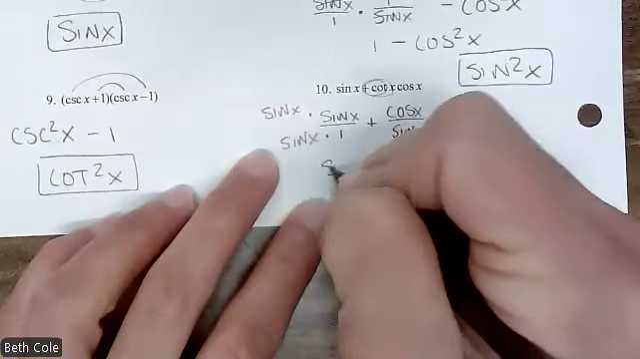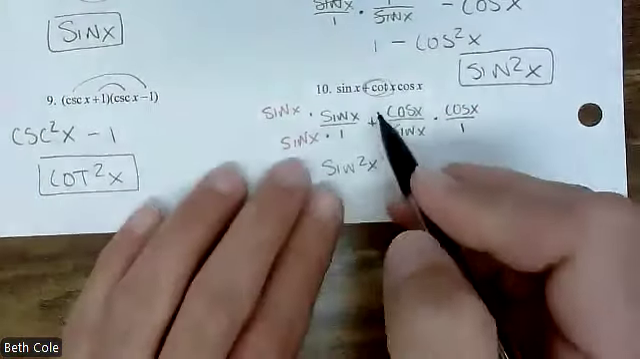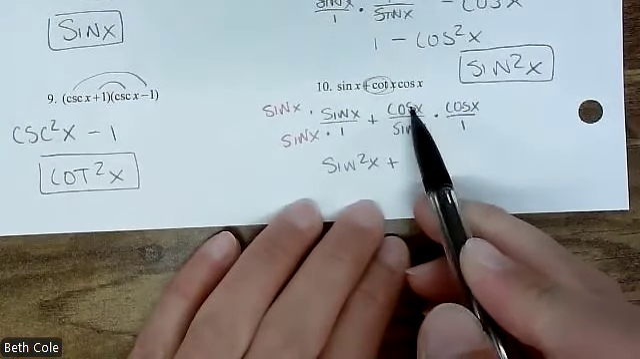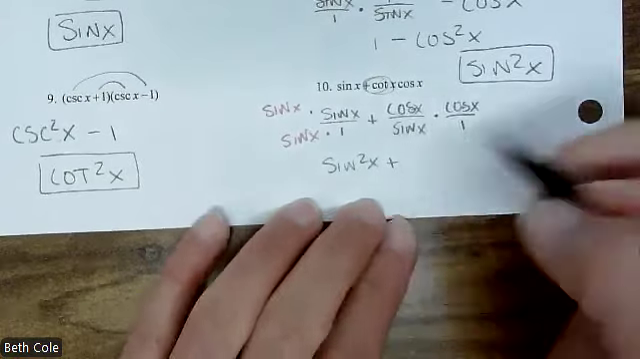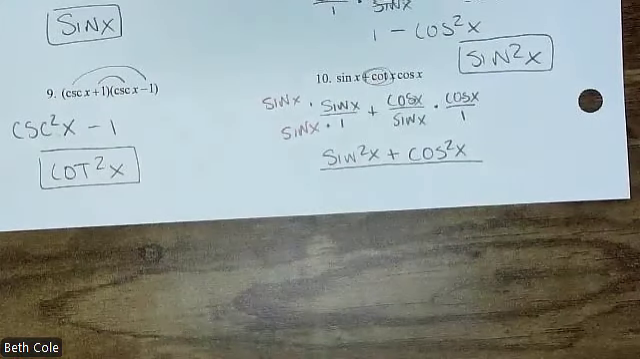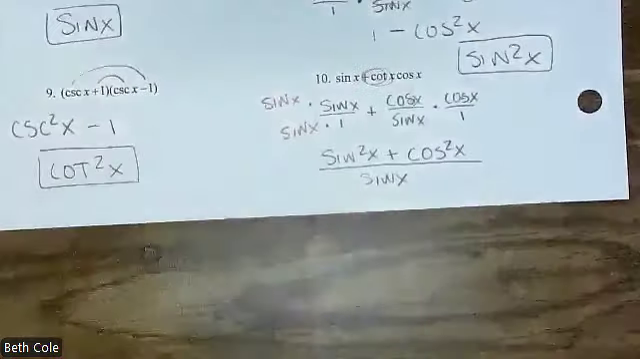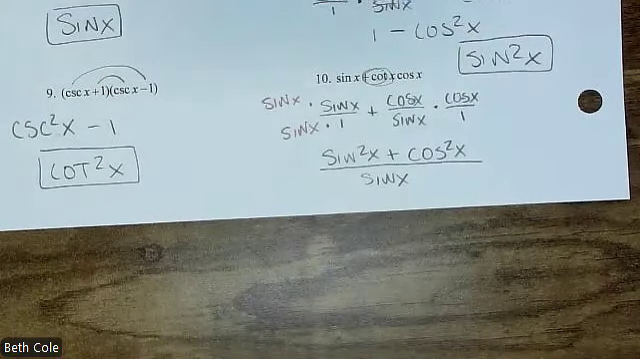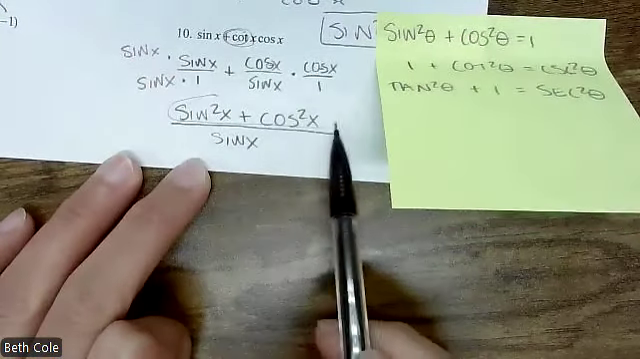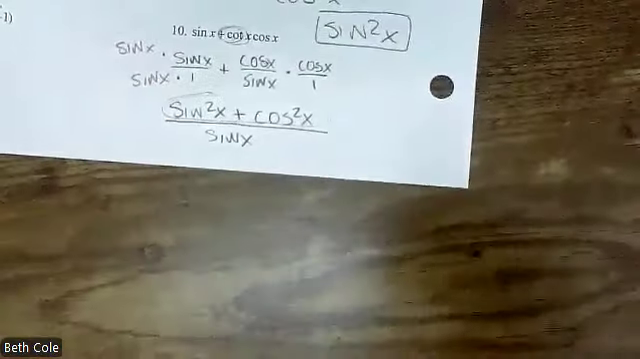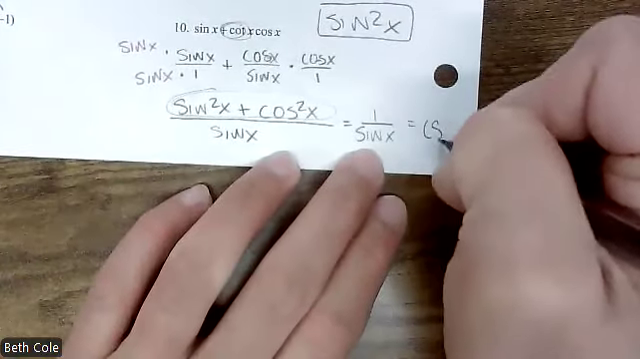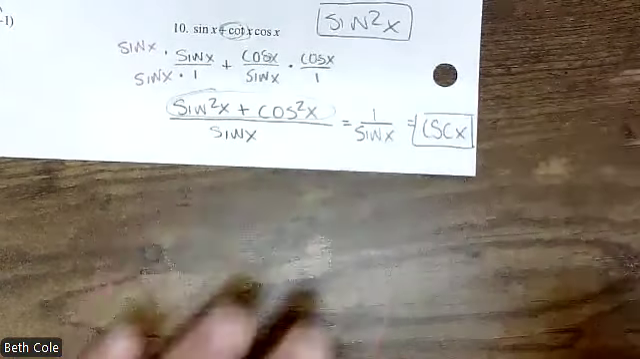Sine times sine, sine squared, plus, now what do you have over here in the numerator? Cosine squared, good job. Big old fraction bar, common denominator was sine. Good job, you hung in there. This is probably the hardest one. Now I'm going to pull out my sticky note. What can I replace this whole numerator with, like the whole thing? 1. Sine squared plus cosine squared is 1. So we got 1 over sine, which is cosecant. Good job. That one was hard. We ended with the hardest one.